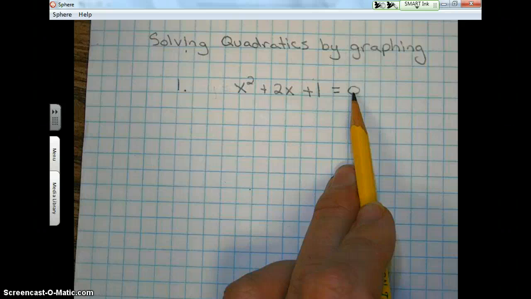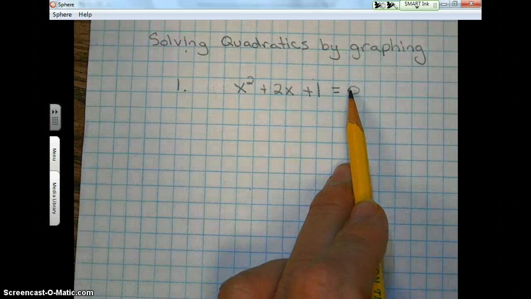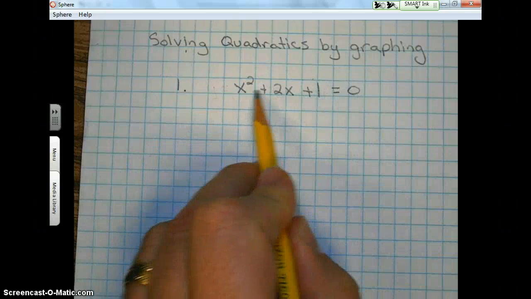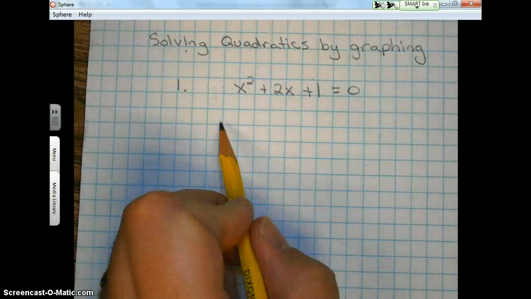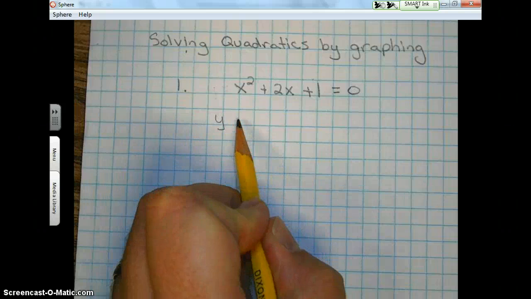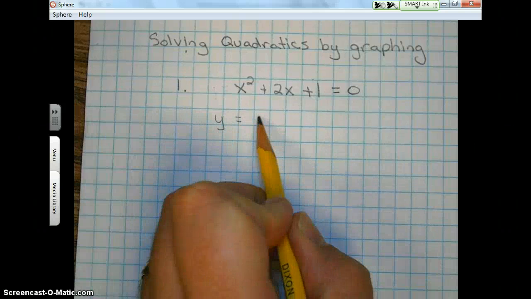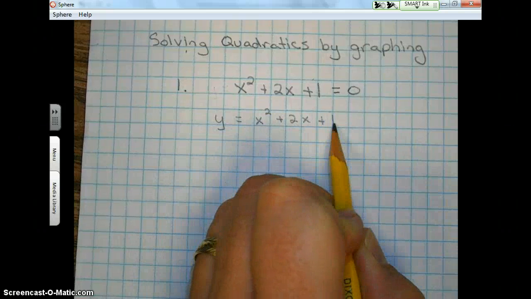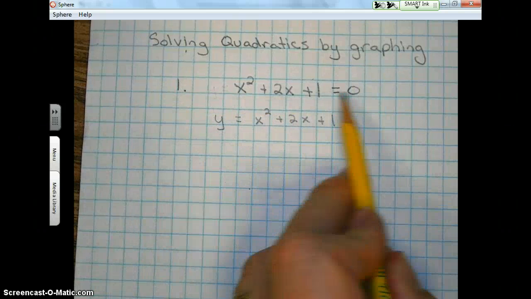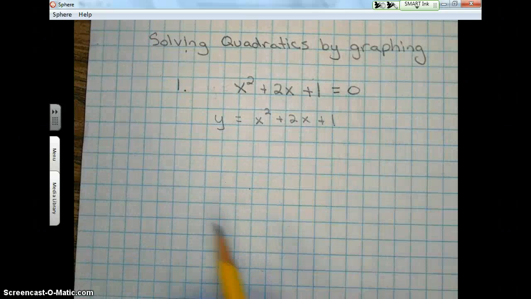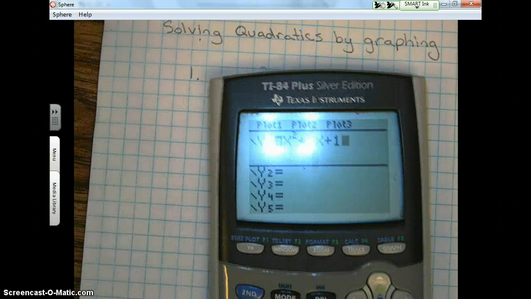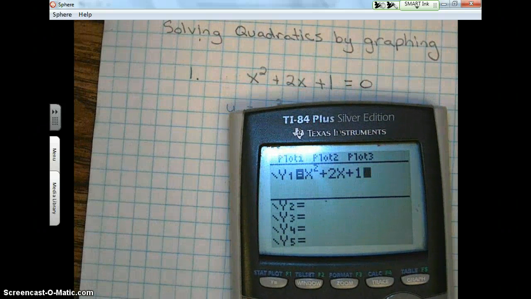That's important. So if we want to solve this quadratic by graphing, we're going to plug this into our calculator. So what's going to go into our calculator is y equals x squared plus 2x plus 1. We need to make sure that our equation is in standard form. Okay, so here is the equation, plugged it into y equals.